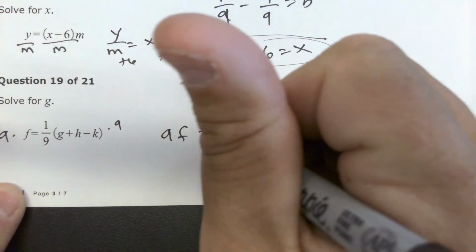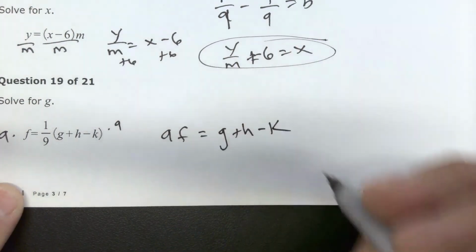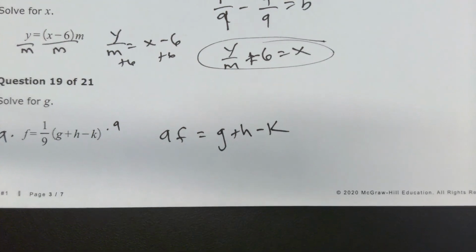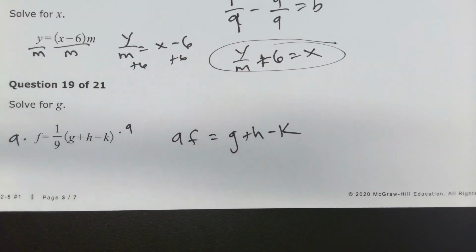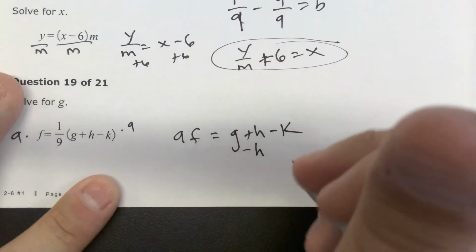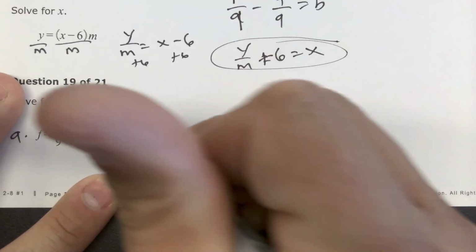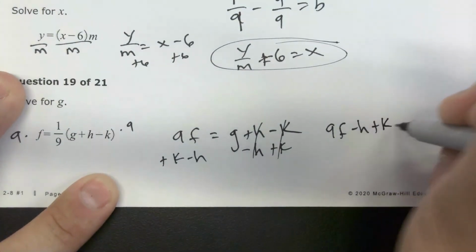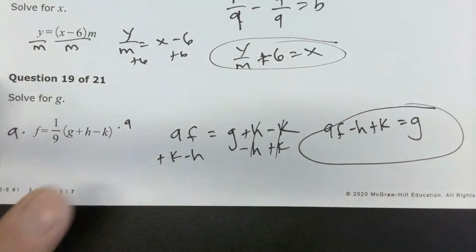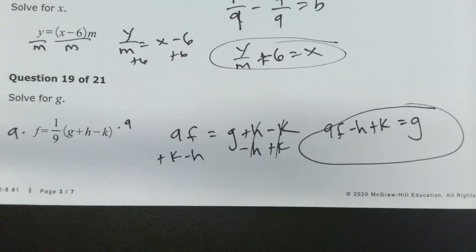Yeah, we're going to times 9 to both sides, which is going to give us 9f equals g plus h minus k. And then if we're solving for g, we're going to subtract h and add k to both sides. So we have 9f minus h plus k equals g. And I, for some reason, drew the line right through the middle.